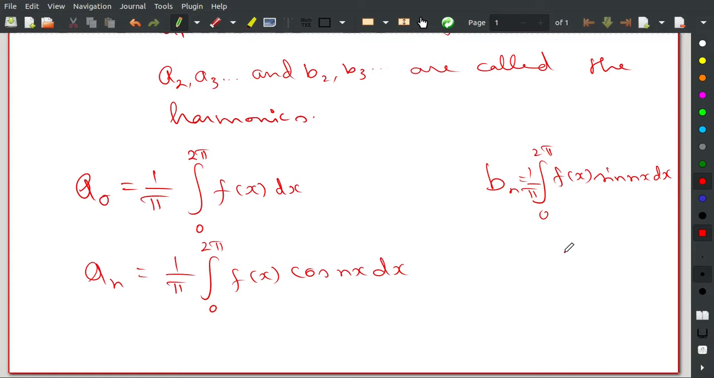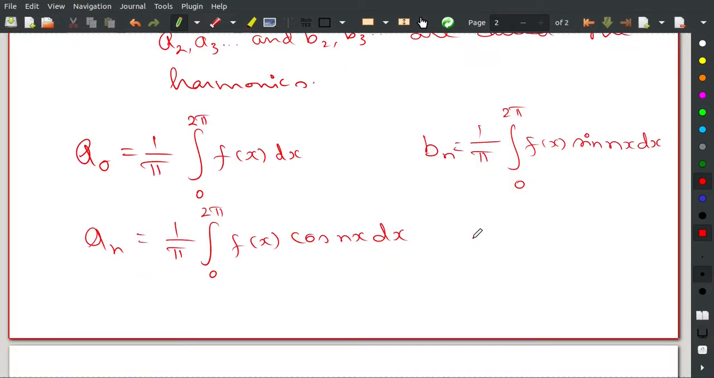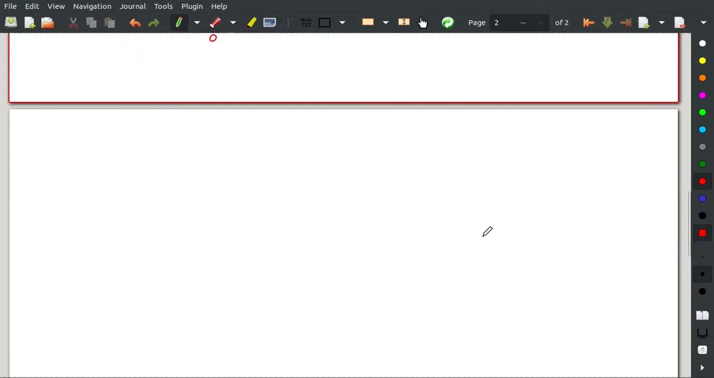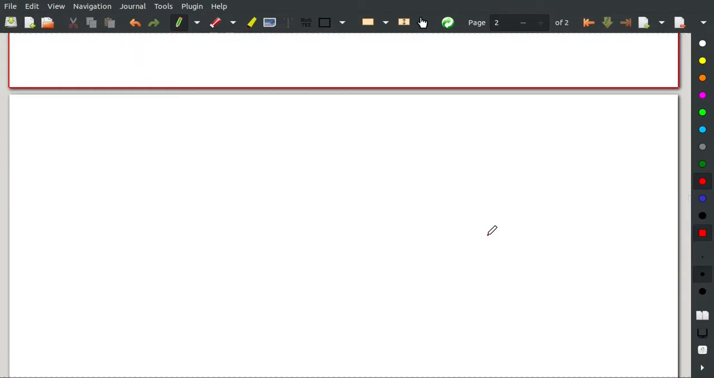So these three, A0, An and Bn, are the things we have to evaluate to write any function f of x in the Fourier series form. Before going further, let me write some of the important formulas which repeat again and again while solving these integrals. These are the important integrals you should memorize because they are very useful for evaluating them.